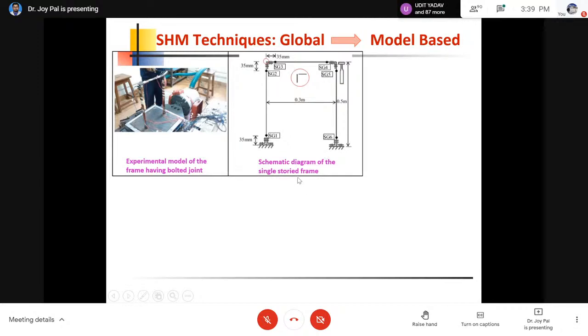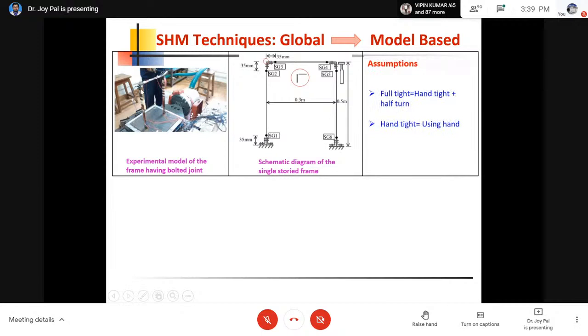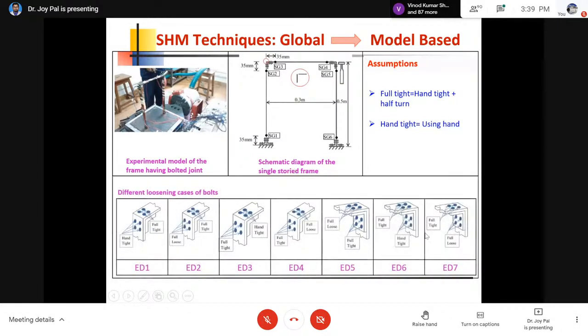The bolts are made hand tight by using hand only, and full tight by hand tight plus a half turn of the bolt. This way we have tightened the bolts. And these are the damage conditions that we have created. Let us say in the first case, at this location the bolts are hand tight and the rest of the bolts are full tight. Then we made this one full loose and the rest of the bolts full tight. Like this, at different locations we have created different types of damage.